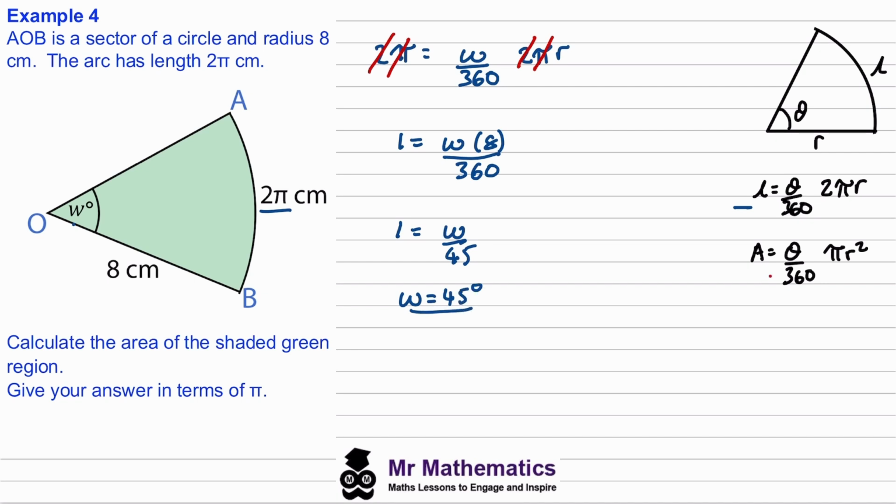And then we can substitute this into the area of a sector. So this will give us 45 over 360 times pi times the radius squared, which is 64. We can simplify this fraction as 1/8. So we'll get the area as 64 pi over 8. We can work this out and we get the area is equal to 8 pi centimeters squared.